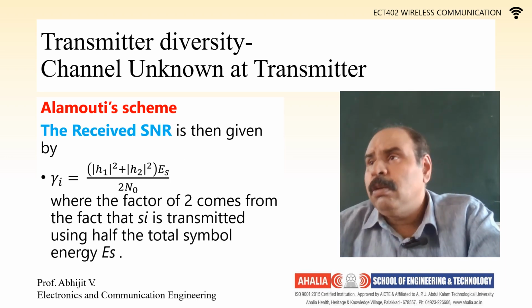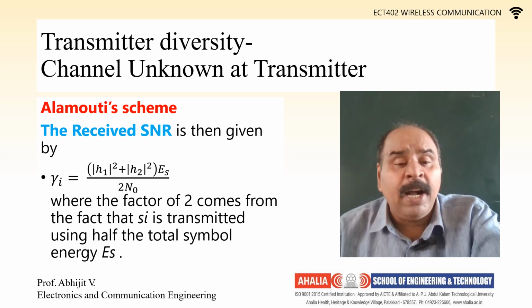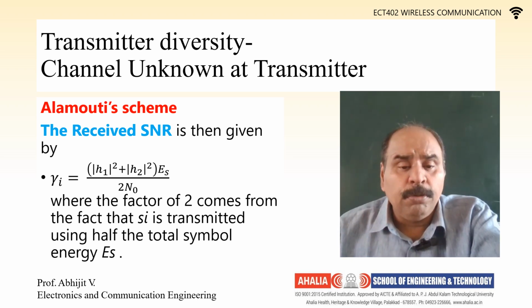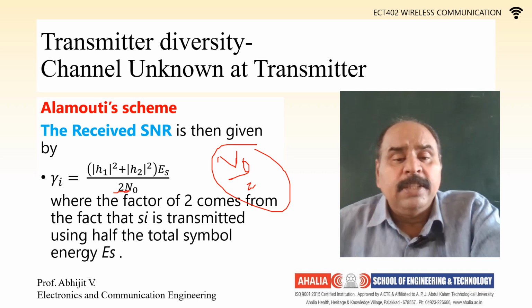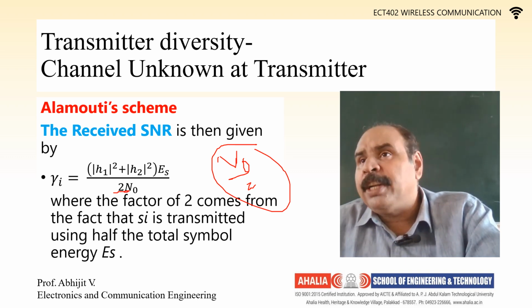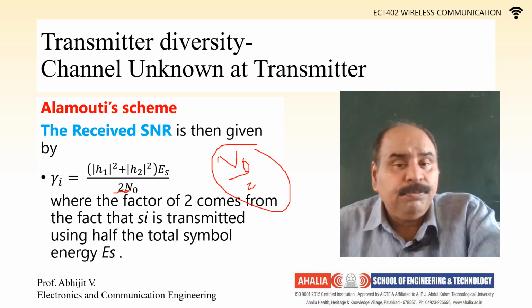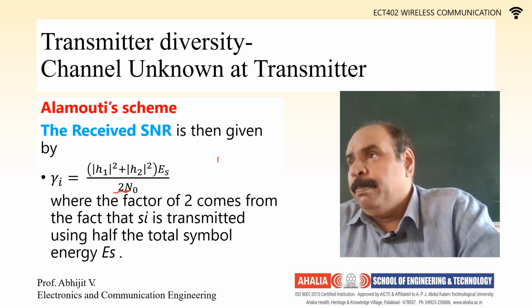The final one, what is the received SNR in the Alamouti scheme? The received SNR gamma i is equal to H1 square plus H2 square into Es by 2 N naught. I forgot to mention here that N naught by 2 is the power spectral density. And this factor of 2 is given because we consider two transmit antennas only, so that the energy is divided by 2. So we get this as Es by 2 here. So in case of M antennas, we get Es by M.